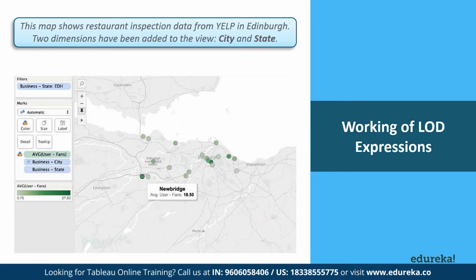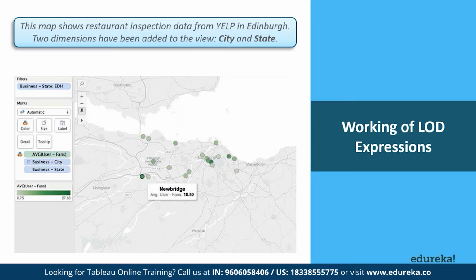For instance, we could add business ID to the visualization by dropping it on the detail shelf to see the average use of fans for each individual business. By doing so, we'll also change the visualization. Every single business will appear as a circle on the map. But what if we don't want the visualization to change?